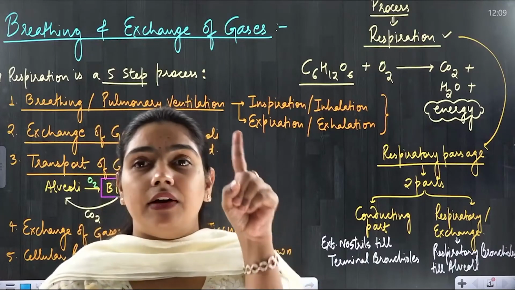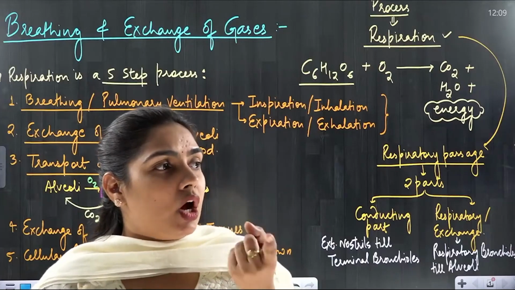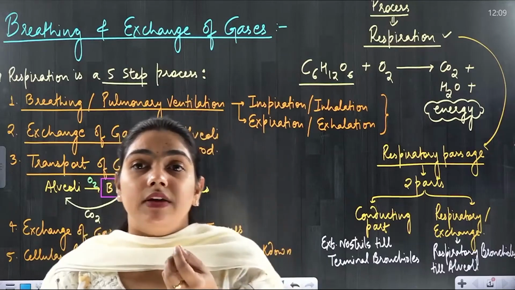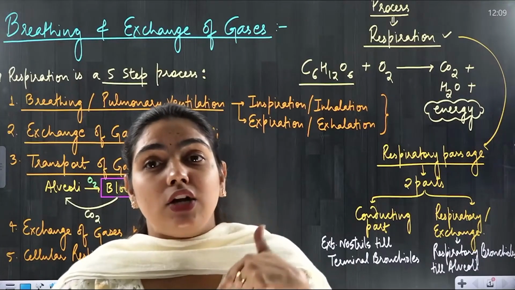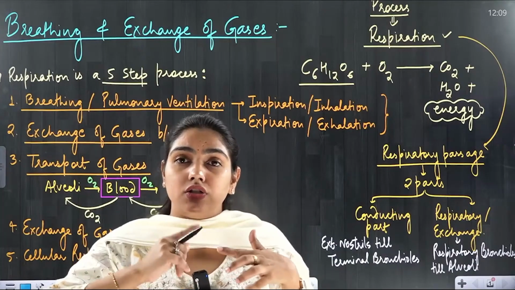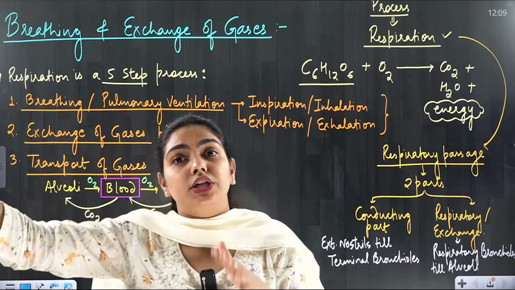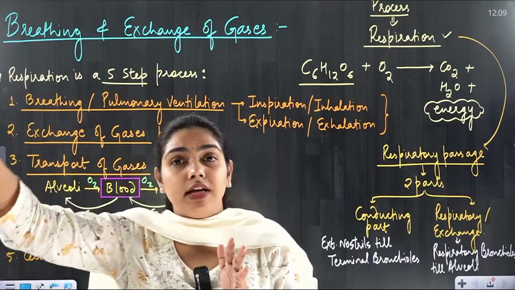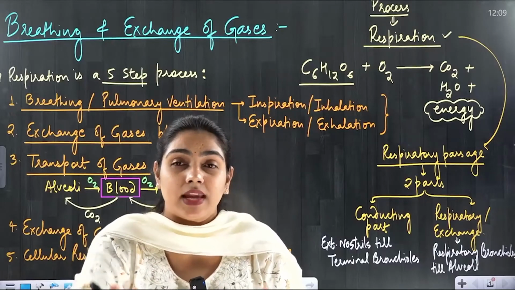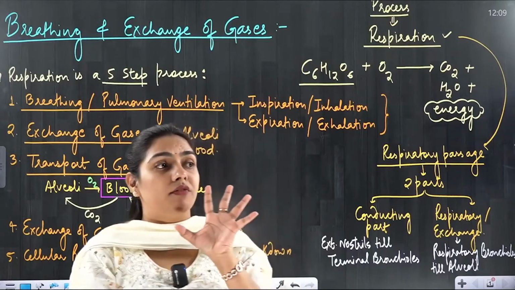So the first step is breathing, also known as pulmonary ventilation: inspiration, expiration. Second step, when oxygen goes into the alveoli, it needs to be exchanged and go into the blood. Then this blood will transport the oxygen to the tissues. When the blood reaches the tissues, again exchange of gases will occur between the blood and tissues. Then the tissues will get the oxygen and utilize it. These are the five steps.